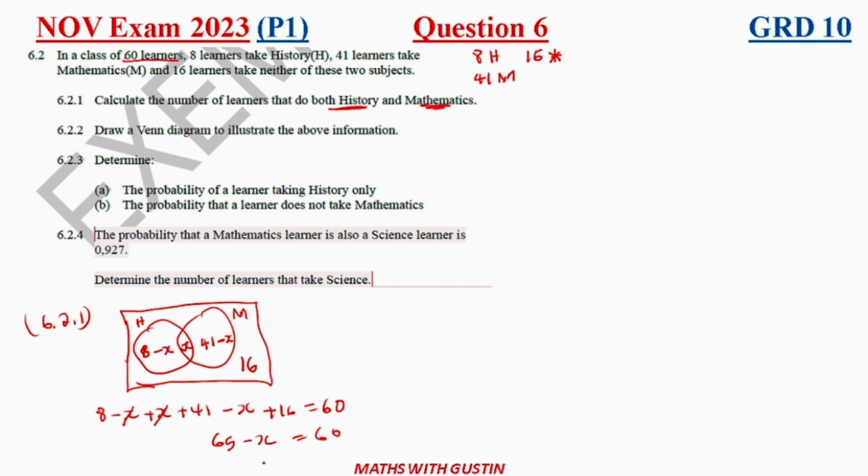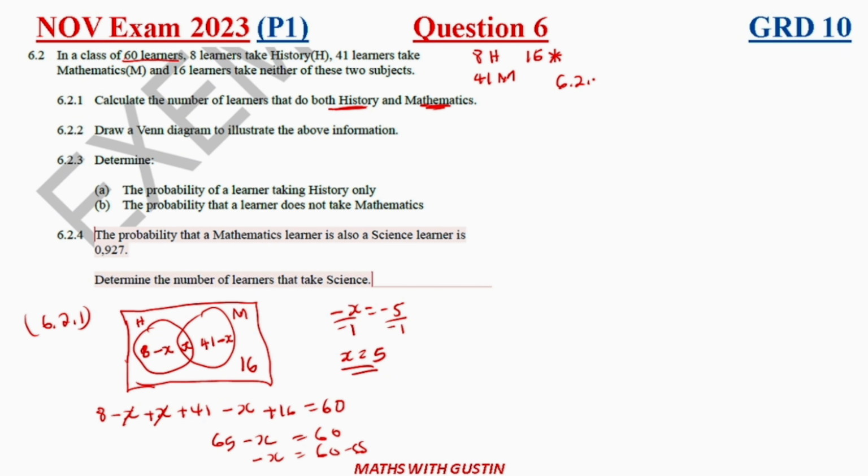Then you take 65 to that side, and you're going to have minus x is equal to 60 minus 65. So it's going to be negative x is equal to negative 5. Divide everything by negative 1. Therefore x is equal to 5. So our x value is going to be 5. I hope you understood me, guys. If you don't understand, let me know in the comment section below.